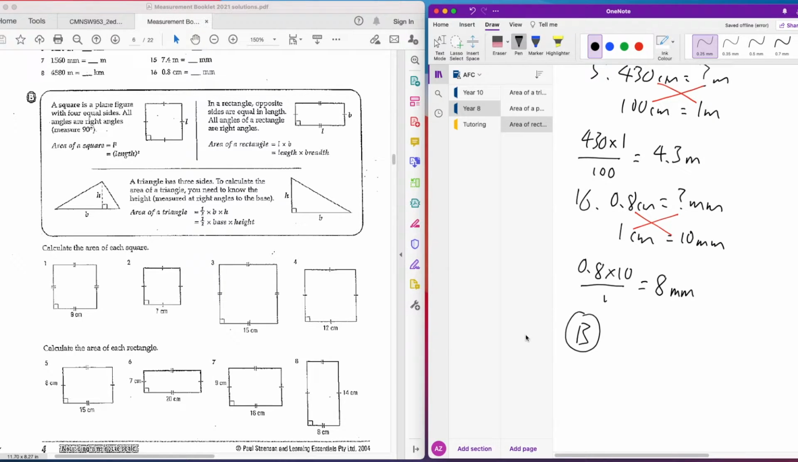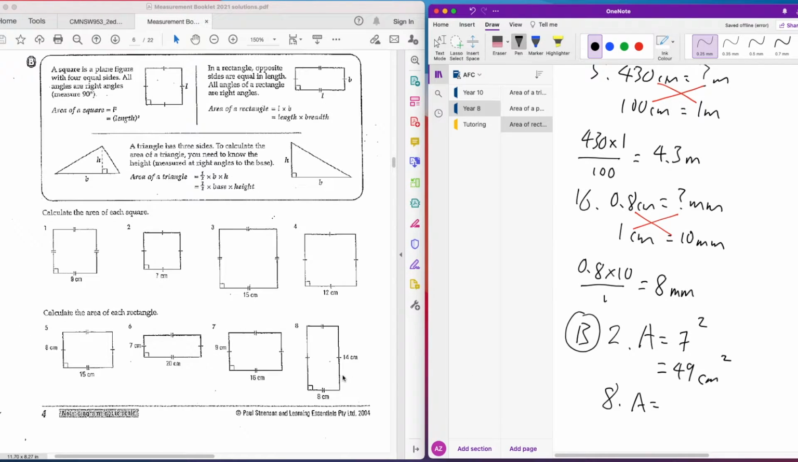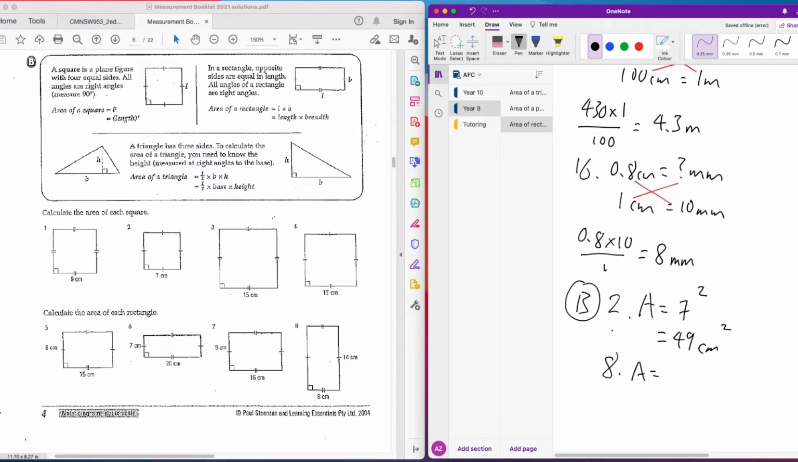So, section B. Let's have a look at question 2, for example. Remember, for the area of a square, you just have to square one of the sides. So the area is equal to 7 squared, which equals 49. Make sure you write the units, centimeters squared. It's quite easy, as you can see. Now, question 8. To find the area of a rectangle, you can write the formula down. The area equals length times the base.